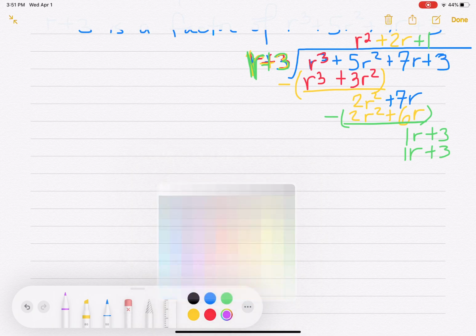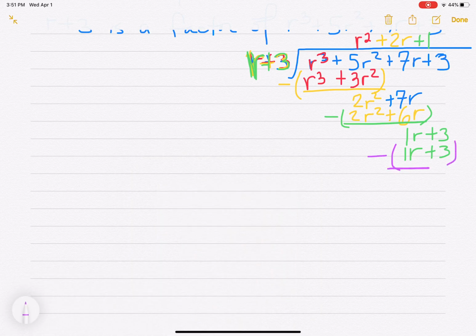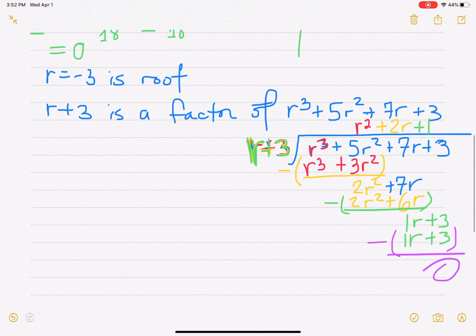Subtract those, and you get a remainder of 0. So when you get a remainder of 0, that means it factors out nicely. So, back to factoring.